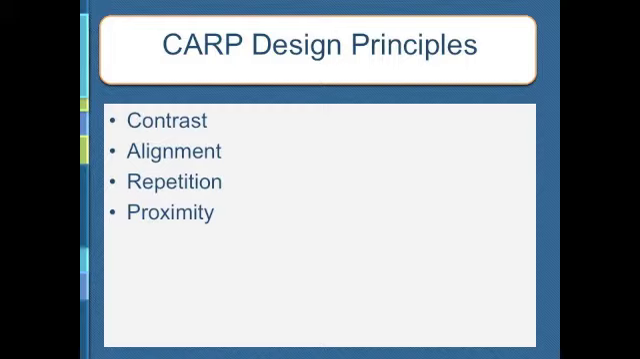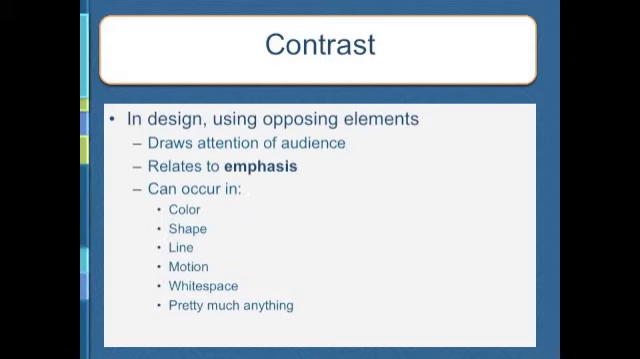CARP stands for contrast, alignment, repetition, proximity. They're usually grouped together as CARP because when people start with the bare minimums of design principles, these are the four basic ones that they talk about. Let's start with contrast. Contrast is potentially maybe the most important design principle amongst all of them.